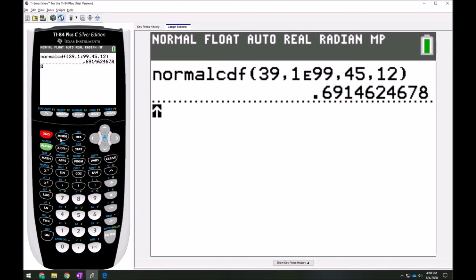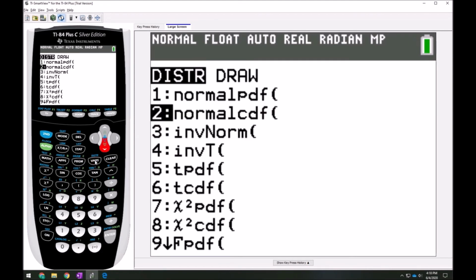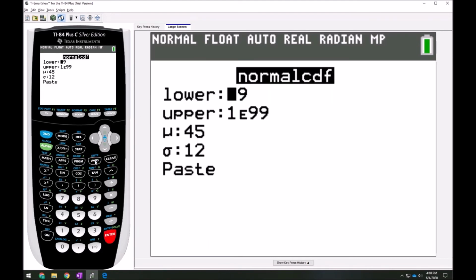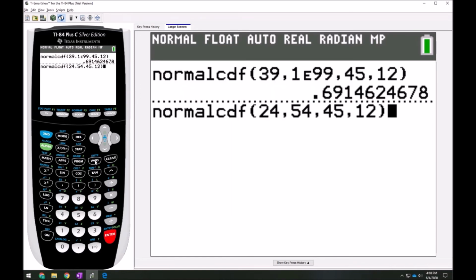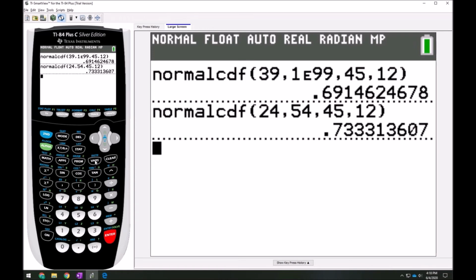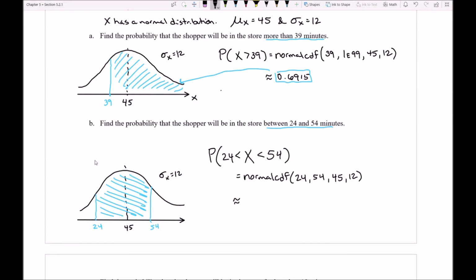So let's see. I can do second bars, normalcdf. I'm going to go from 24 to 54, and 45 and 12 are already in there. If I click this, 0.7333. So I get 0.7333. This is really easy. It maybe takes a little bit of getting used to be careful with your inequalities and stuff, but hopefully the idea itself makes a lot of sense. I just have to tell the calculator where this blue space starts and stops.